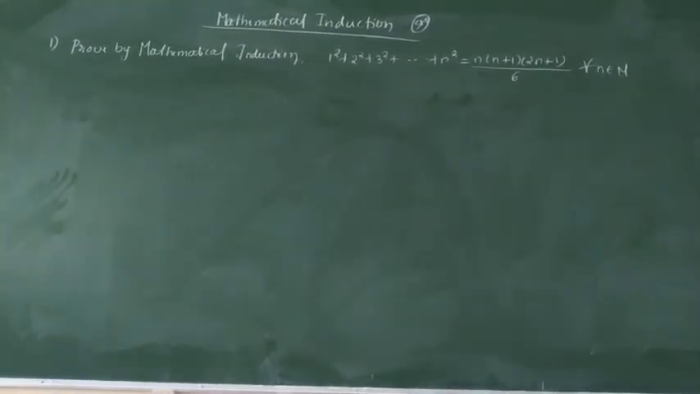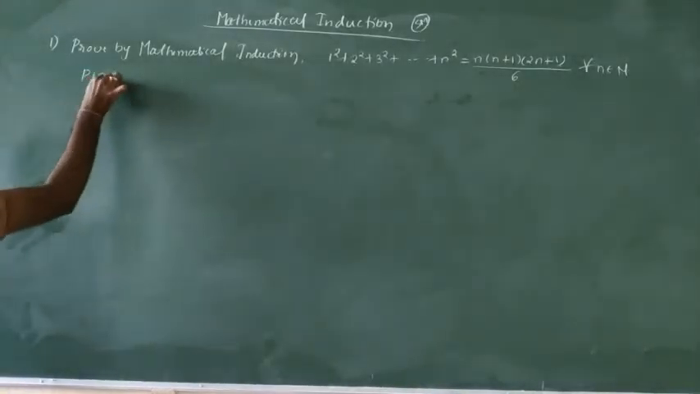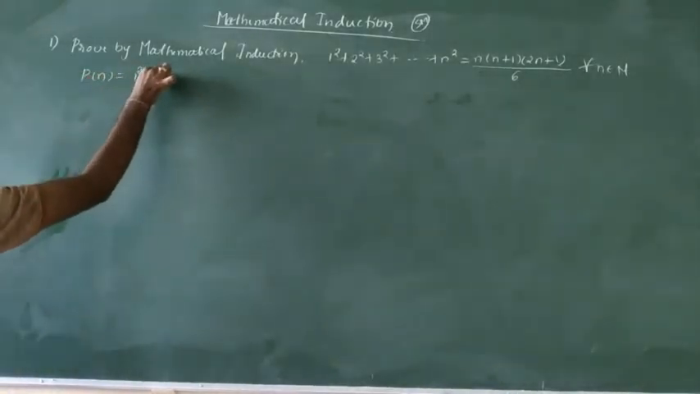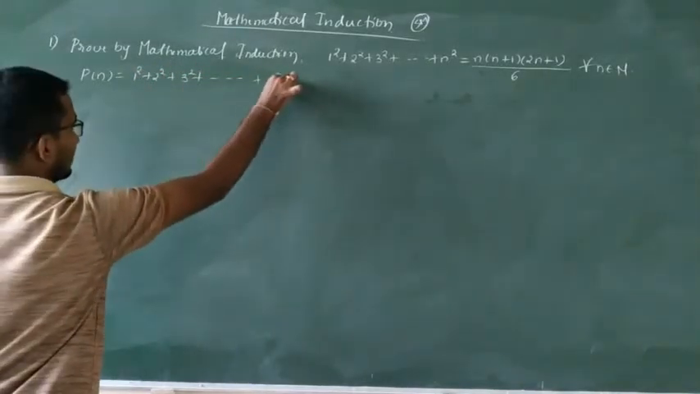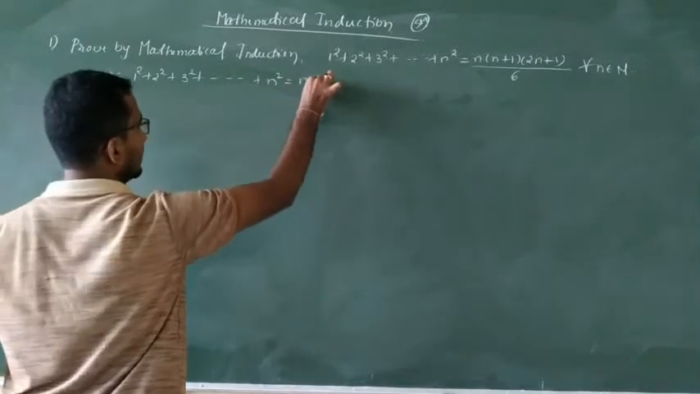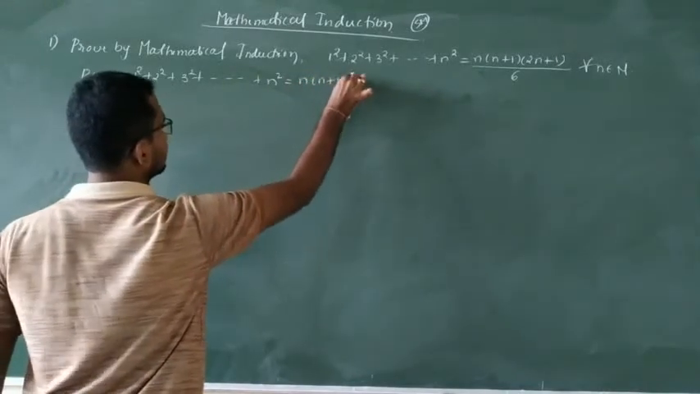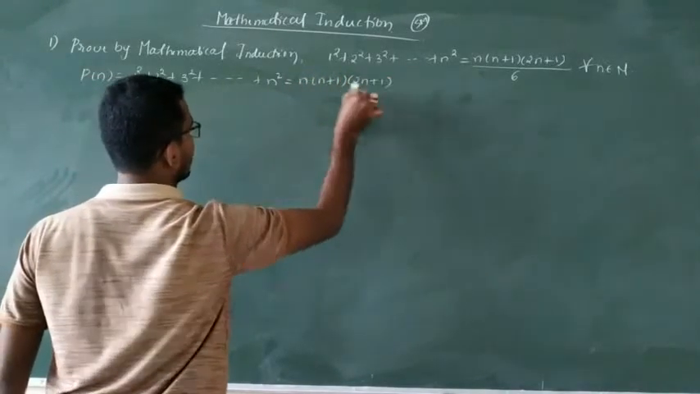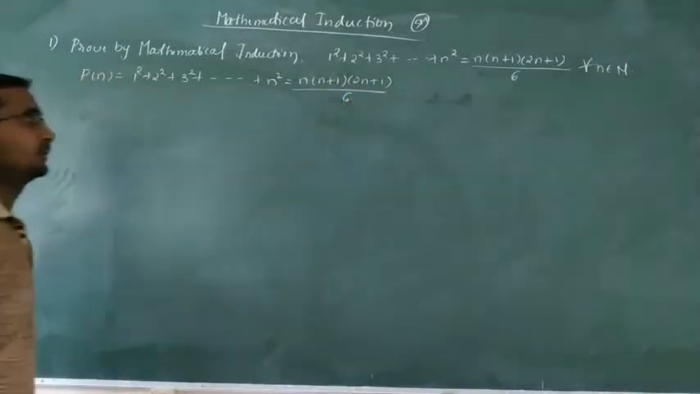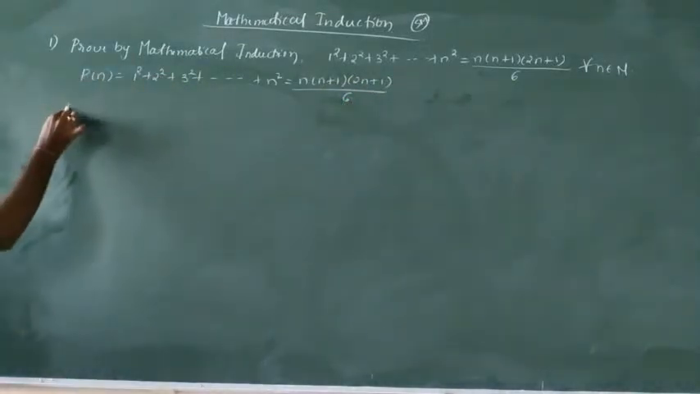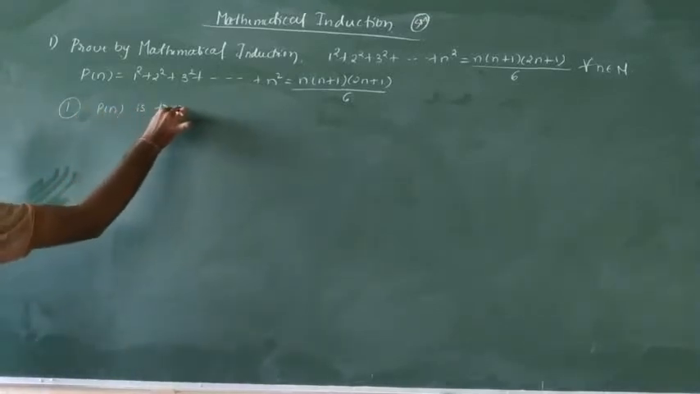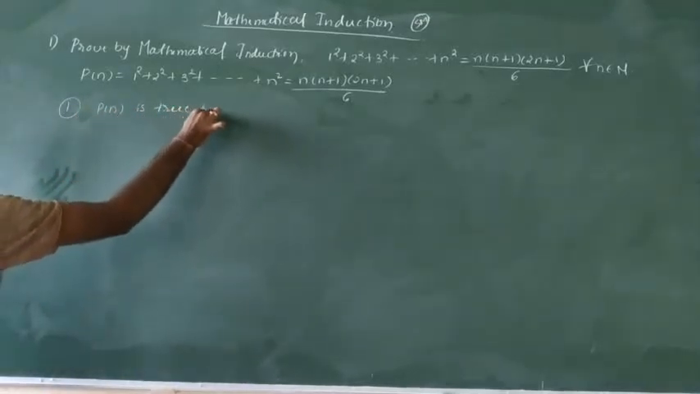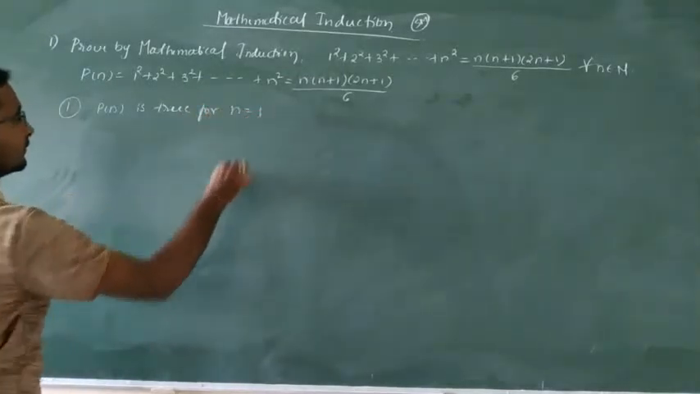So again, we have to consider this given statement as P of n, which is 1 square plus 2 square plus 3 square plus up to n square is equal to n into n plus 1, 2n plus 1 divided by 6. The first step: P of n is true for n is equal to 1.